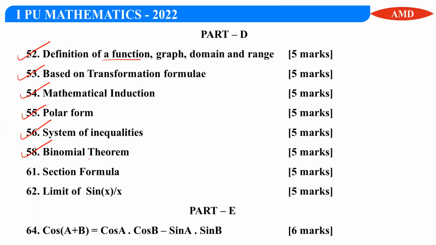Then we have the 58th question. This is the binomial theorem itself. The theorem will be asked here. Most probably they won't ask any question. The theorem itself will be asked.